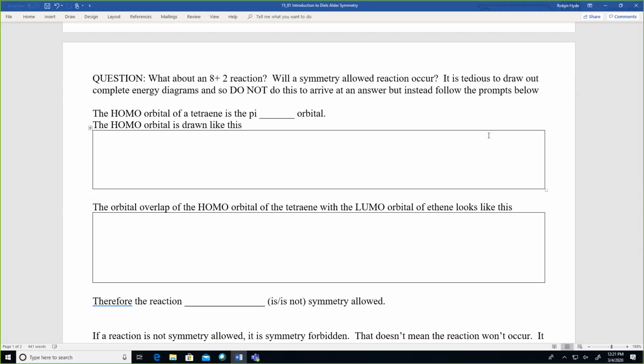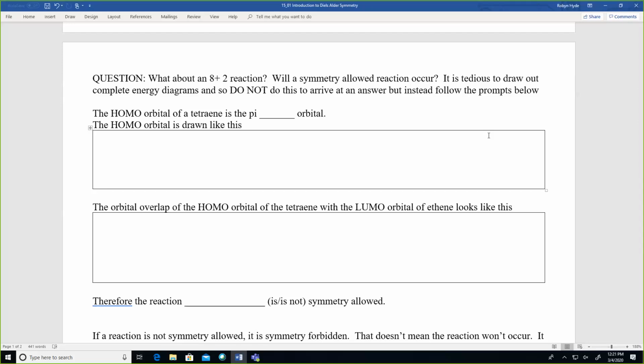That's just way too tedious. And so now let's go ahead and talk about this 8 plus 2 reaction and see if we can figure out the answer for 8 plus 2 without drawing the entire energy diagram. And you probably have answers that you can write in front of you.